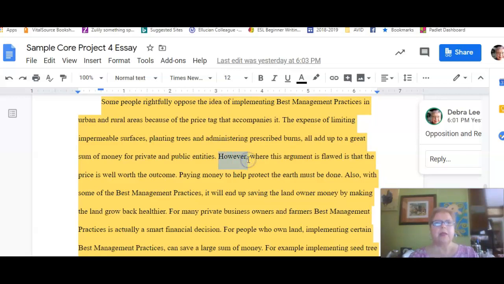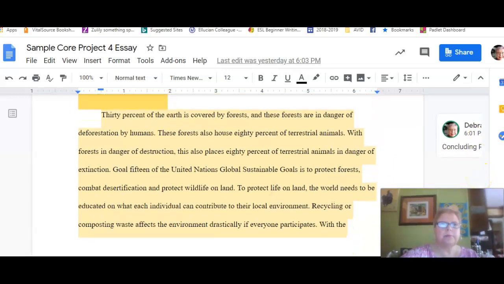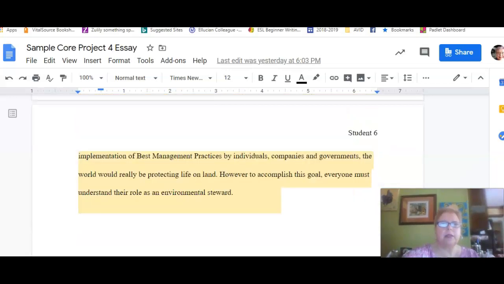And then he's done what else we need to do for this opposition and refutation paragraph. "However, where this argument is flawed is that the price is well worth the outcome." And not only has he stated that it is worth the outcome, but he goes on and brings in evidence to back that up. So that's what you need to do in that opposition and refutation paragraph. And then he ends with his conclusion paragraph, and then he has his works cited.